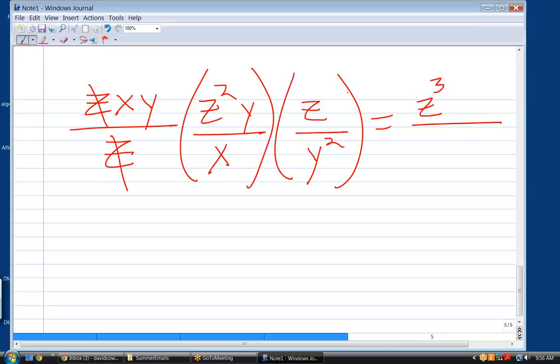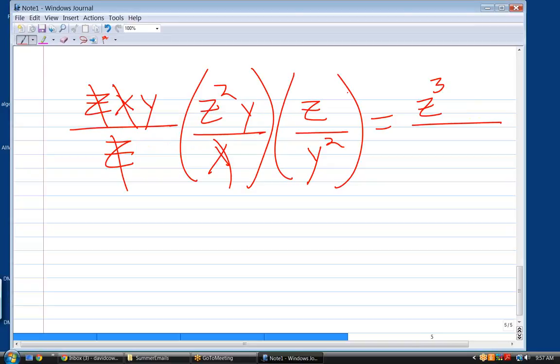Very good. Now let's go to x's. What can I do with x's? We got this x and we got this x. Well, I can cancel those. They don't have to be directly over top of one another, because notice that if I multiplied everything out, I would end up with x over x, and then I would cancel them. So let's cancel them first.